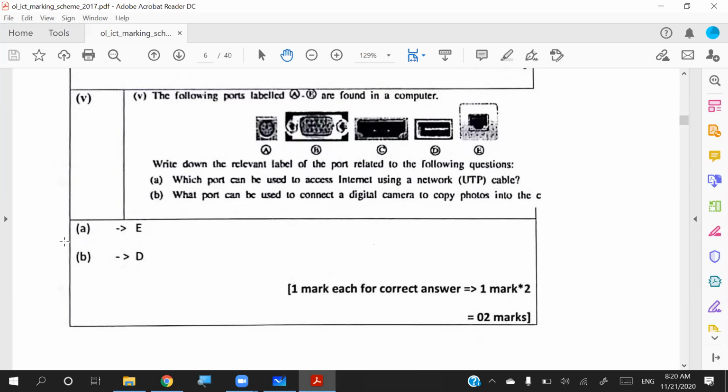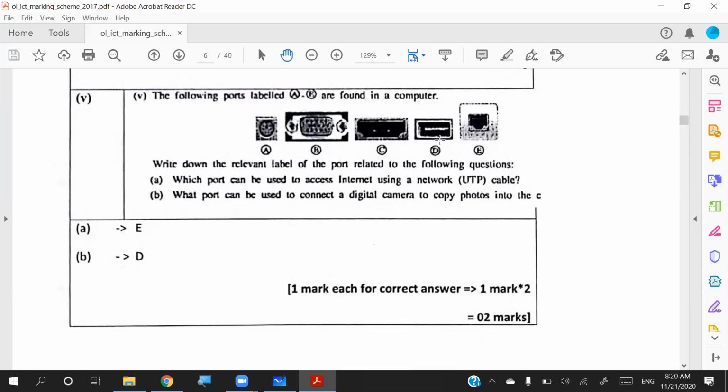What port can be used to connect a digital camera to copy photos? So it's basically the USB port, which is the D. So port C is the HDMI, where we use it to connect the projectors, monitors, kind of things.